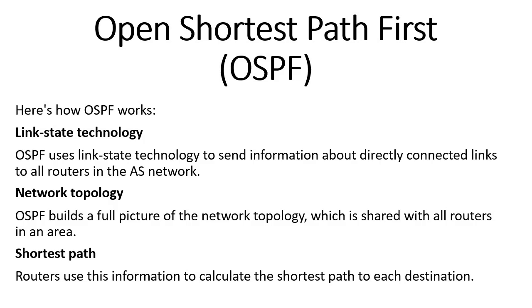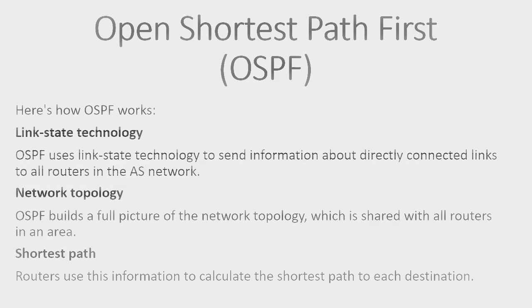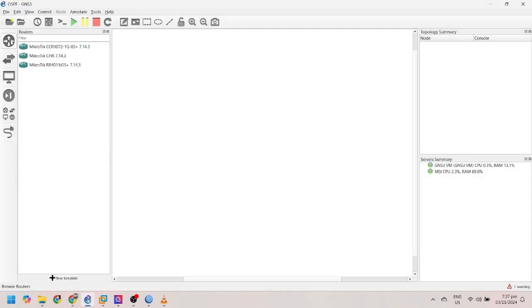Moreover, your router in the OSPF network will calculate the shortest path to each destination. Now, we will start by adding our routers and the source of internet in our GNS3 simulator.